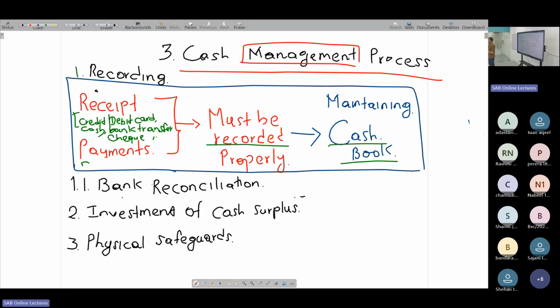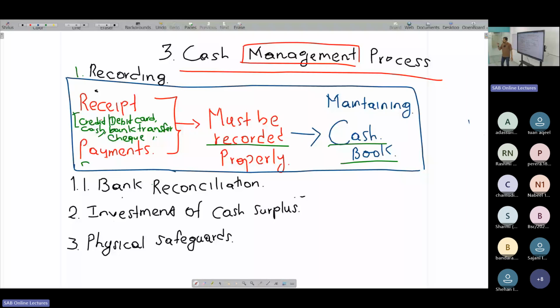The main one, the first step, is recording. Why should you record? Physical balances and book balances must be the same. Whatever you pay and whatever you receive must be recorded properly. Second, if you have excess cash, you can invest. Third is physical safety: how you can protect cash from physical threats. These are the things we are going to discuss under the cash management process.